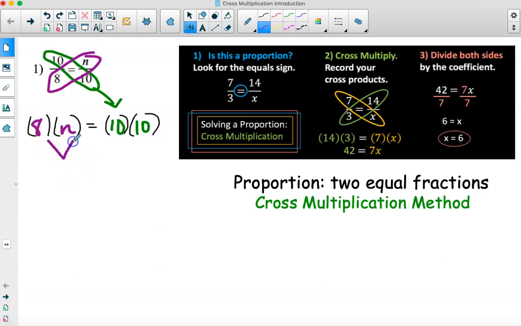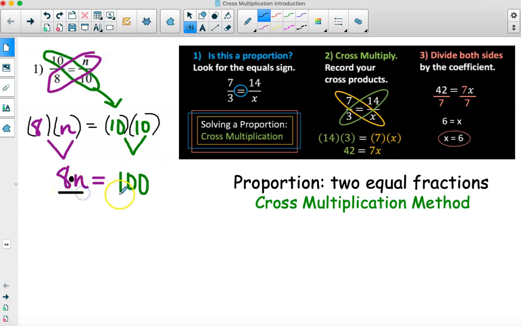Then I multiply those together. 8 times n is 8n. And then I multiply 10 by 10 and I get 100. And I've completed step 2, which is to cross multiply. Then the final step, step 3, is to divide both sides by the coefficient. Remember, the coefficient is the number being multiplied by the variable. So the coefficient in this problem is 8.